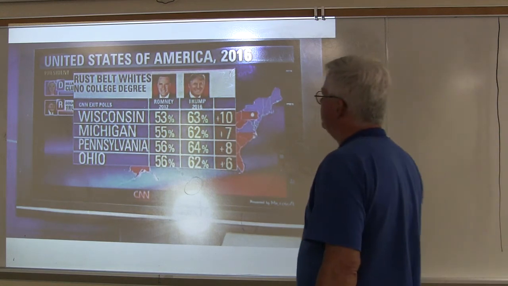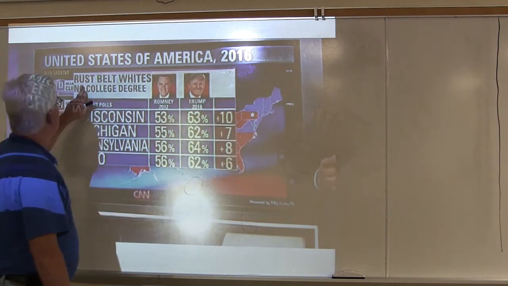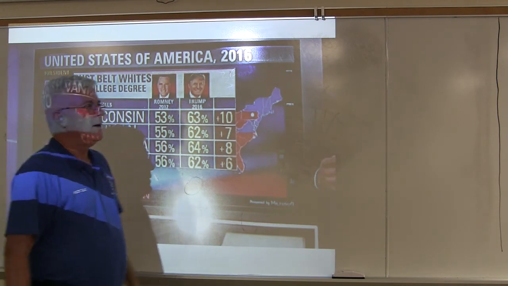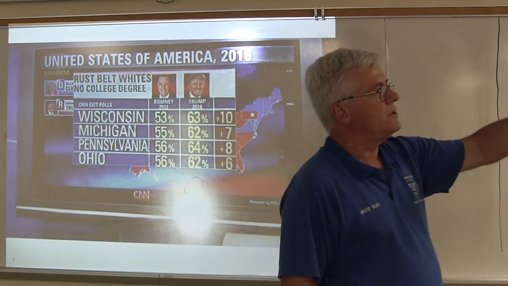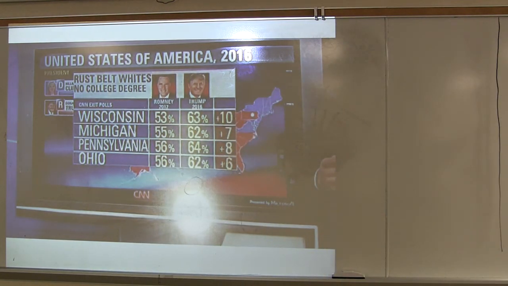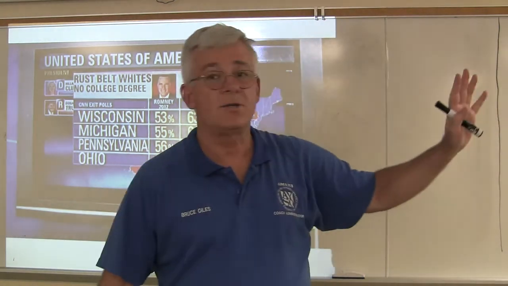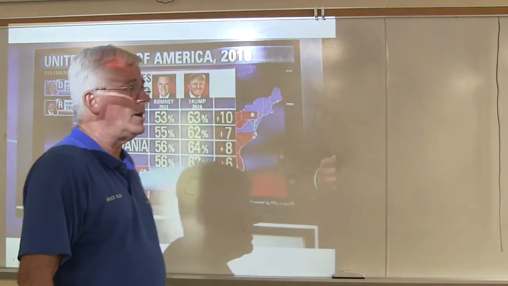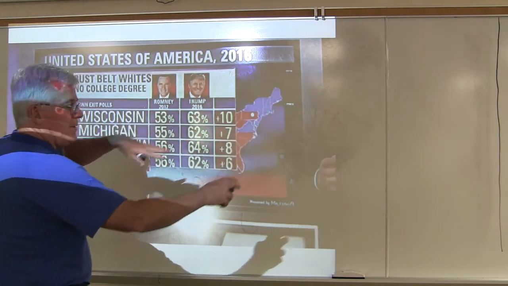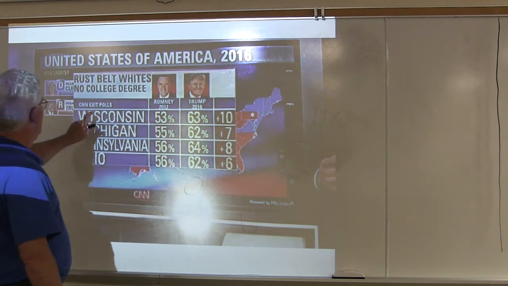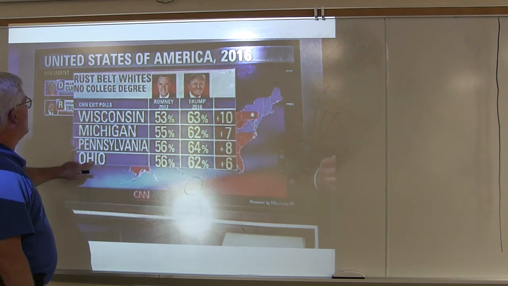Okay, so here is Rust Belt whites. By the way, what's the Rust Belt? I can't show you my map. The Rust Belt is Ohio, Indiana, Illinois, Western Pennsylvania, Wisconsin, Michigan. Those industrial areas that lost a whole bunch of jobs in the 70s and 80s and 90s. And then people moved down into the Southwest called the Sun Belt. So, Rust Belt whites: Wisconsin, Michigan, Pennsylvania, and Ohio.